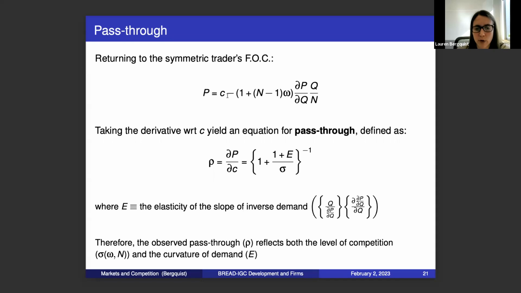Again, remember price is equal to cost plus a markup term here. So we can take the derivative with respect to cost, okay? And that's going to get an equation for pass-through. So what is pass-through? Pass-through is how do prices change when costs change? Okay? And what you can show is this pass-through is going to be a function basically of two features of the market. The first is that competitiveness parameter, the sigma. And the second is this E term. Again, this E term is reflective of demand. And specifically, E is equal to the elasticity of the slope of inverse demand.